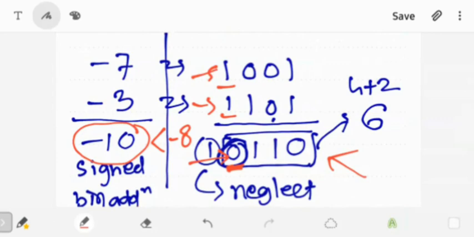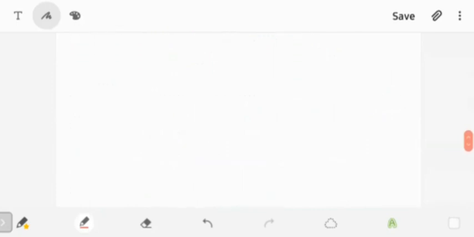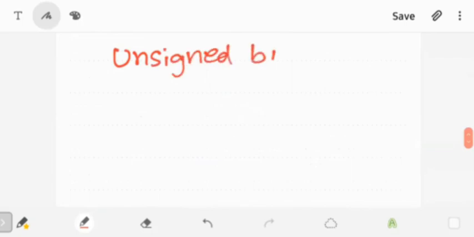Now let's move to another topic called signed bit multiplication. So signed bit addition we have seen, how two signed bits are added. Now let's go for signed bit multiplication. We have done unsigned binary multiplication, right? So let me take one small example to refresh. What we have discussed earlier is unsigned binary multiplication.